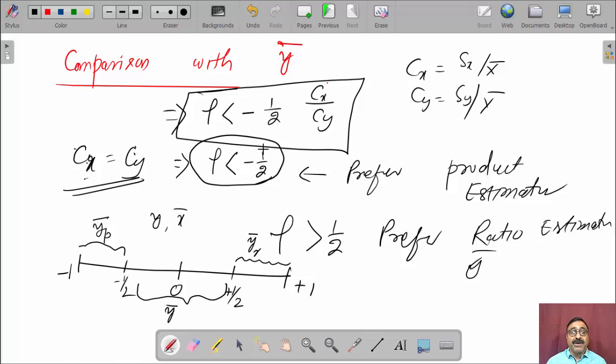We never compare the ratio estimator and the product estimator because they are useful in different contexts. The ratio estimator is useful when there is a high positive correlation between the study variable and the auxiliary variable, and the product estimator is used when there is a high negative correlation between the study variable and the auxiliary variable. Since both estimators are used in different contexts, we do not compare the ratio estimator and the product estimator.